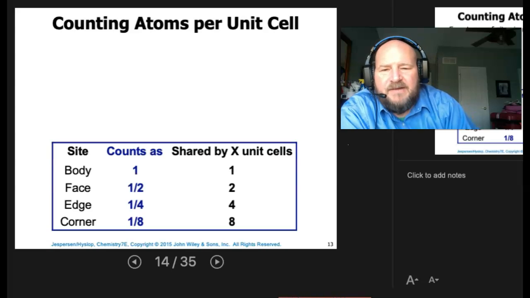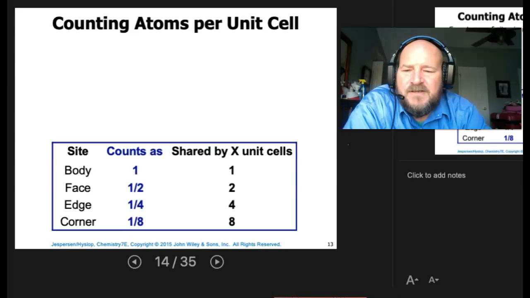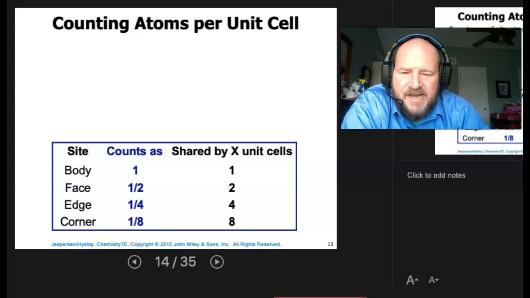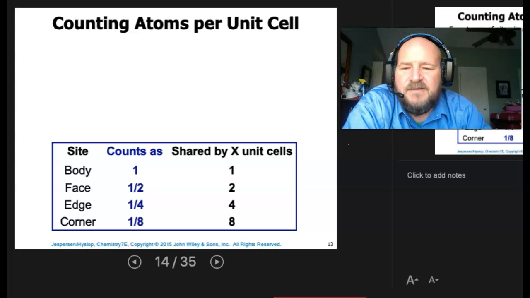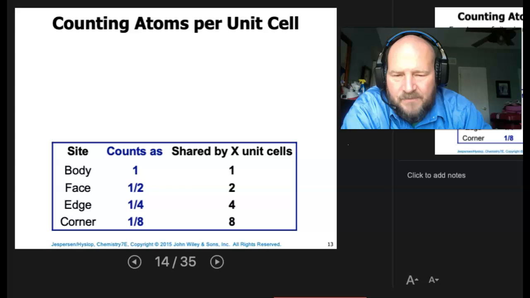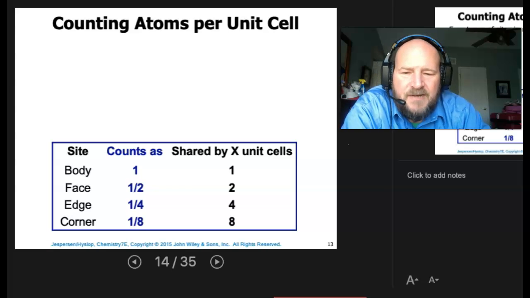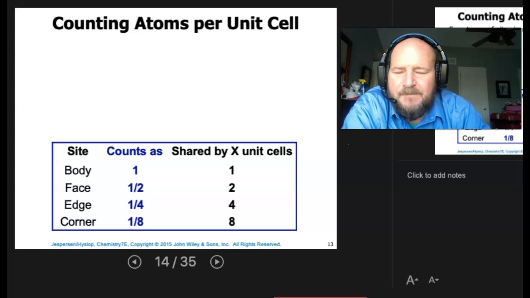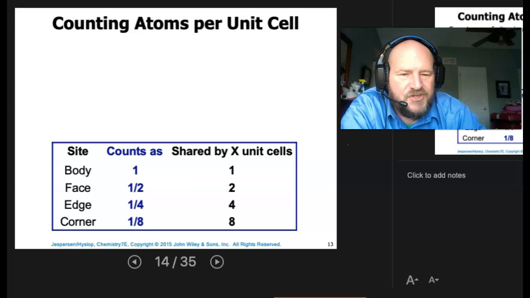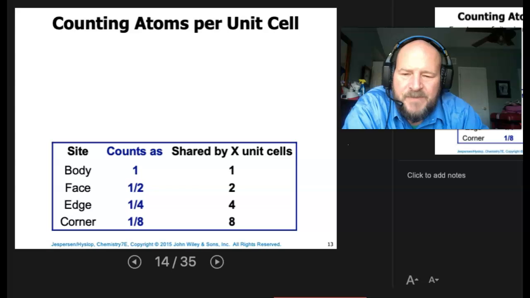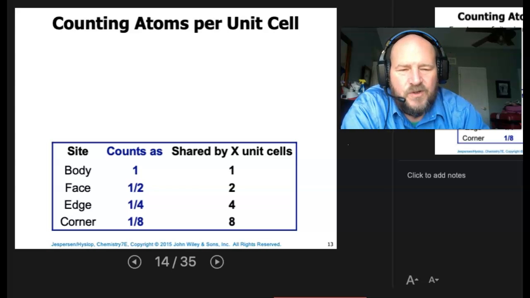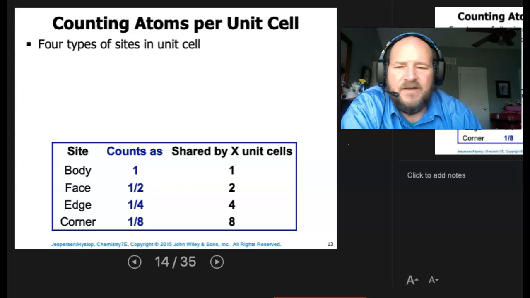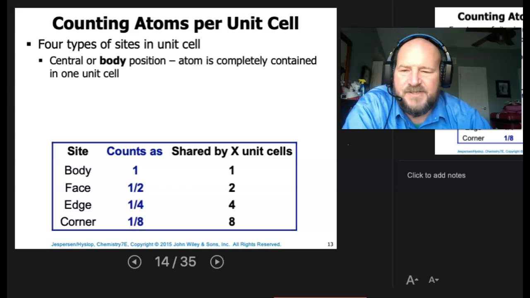Now, counting atoms per unit cell. So your site, if it's a body, it's going to count as 1. So if it's body-centered, then you're going to get a count of 1. It's shared by 1 unit cell, right? If it's face-centered, it's going to count as a half, and it's going to be shared by 2 unit cells. If it's on an edge, it's going to be a quarter, and finally, if it's a corner, it's going to be an eighth. So 4 types of sites in the unit cell.